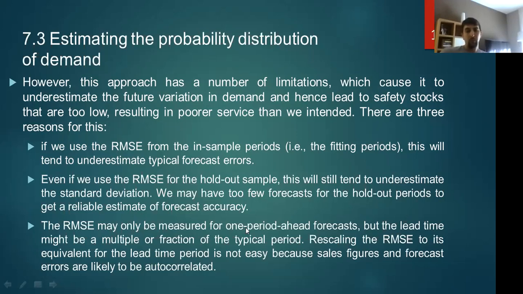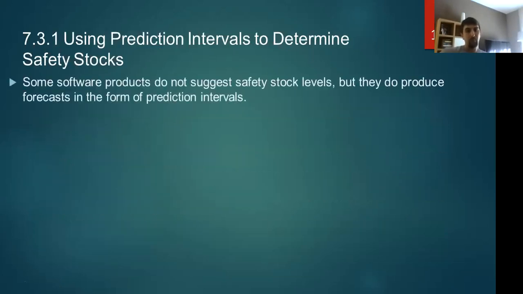For example, we have a root mean square error for a one-period-ahead forecast, but the lead time might be much bigger than that. For example, we have a root mean square error for forecasts made on a monthly level, but our lead time is, for example, 2.5 months. So that could also be one of the reasons why root mean square error can underestimate the standard deviation.